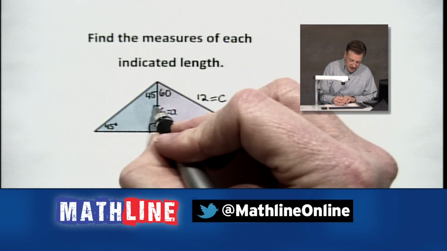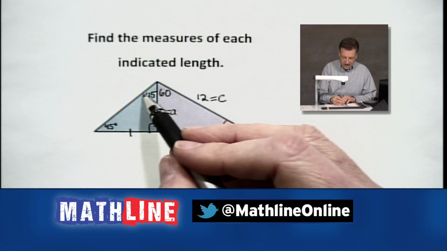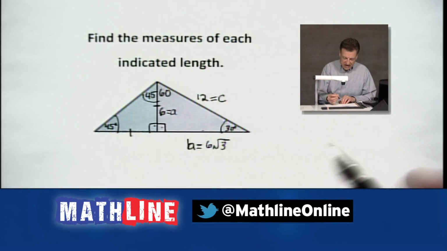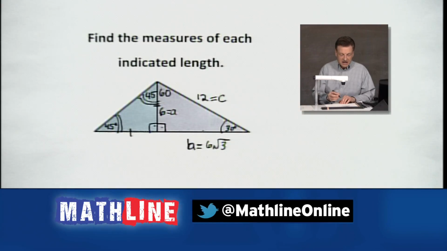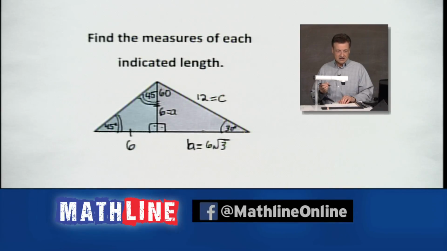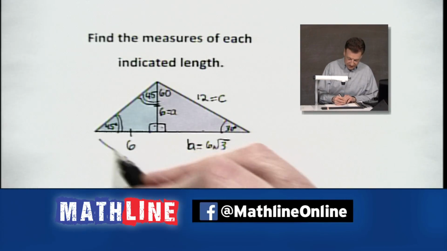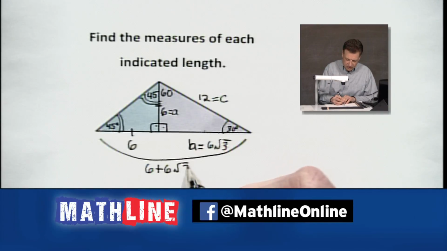However, these two segments are congruent because it's a 45, 45, 90. I'll put a couple of ticks on those because those are congruent, my friends, which means these two sides are. So I've got this little length going at 6. You say, well, Ernie, what's that make the whole length down there? Why don't we go after it? It's going to be 6 plus 6 times the square root of 3.